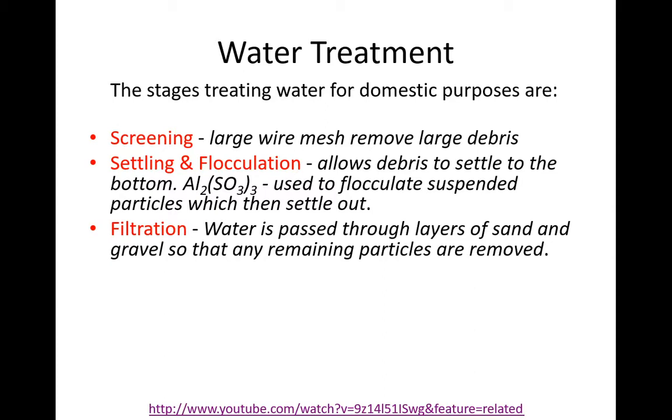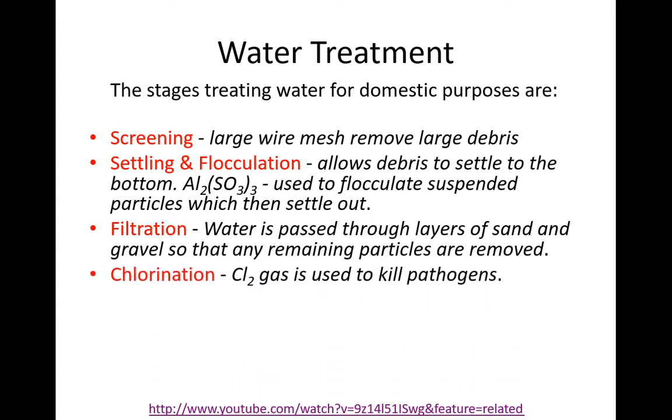So after filtration then, when the water has passed through the layers of sand and gravel, and just remember, they are in decreasing order of size. The large particles, gravel at the top, then down to very fine sand at the bottom. And as the water percolates through, anything that is undissolved in that water will get stuck between the sand particles, and the water itself will pass through.